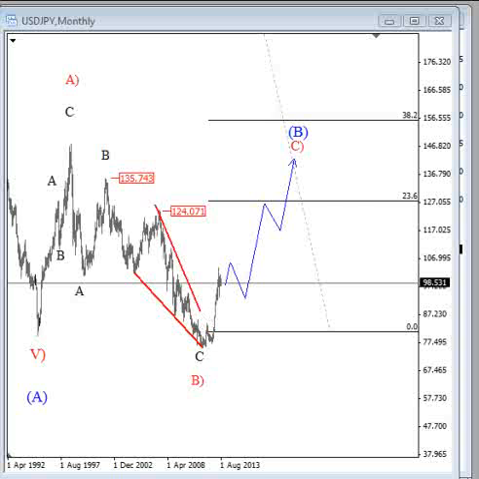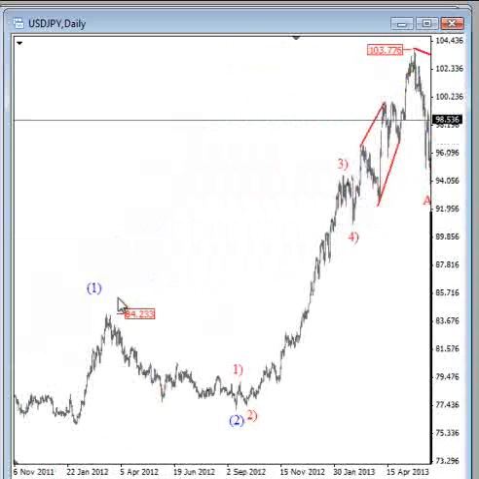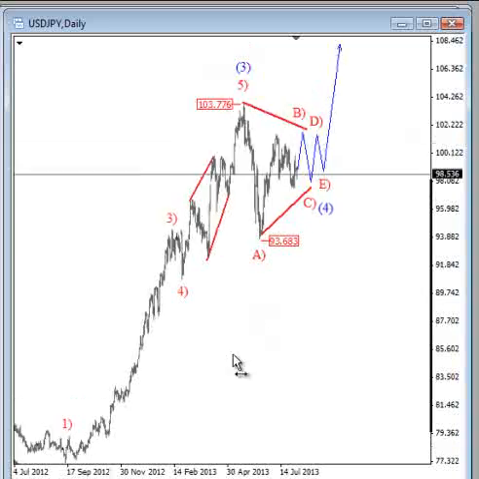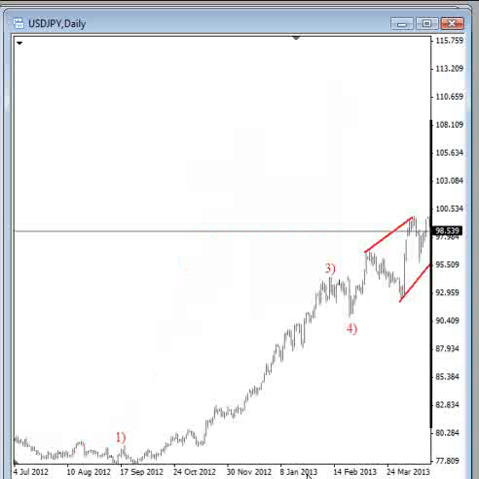Now let's take a look at this daily chart. This was wave 1, wave 2, nice extended wave 3, and now we are trading sideways for some time. So I'm considering a triangle consolidation here placed in wave 4.